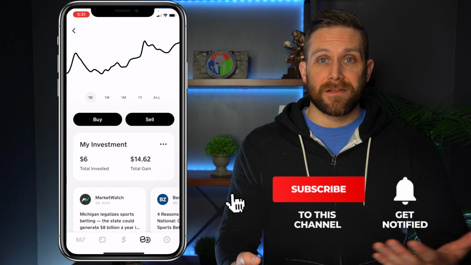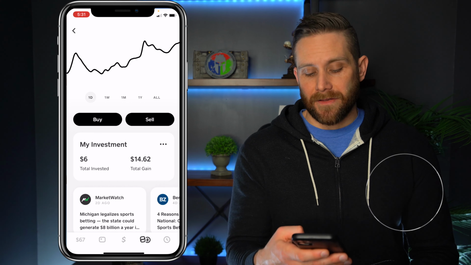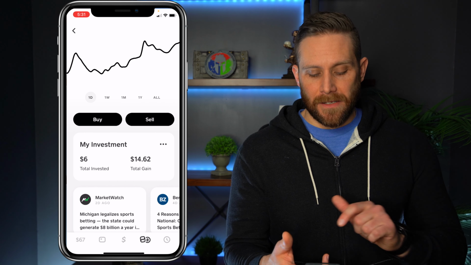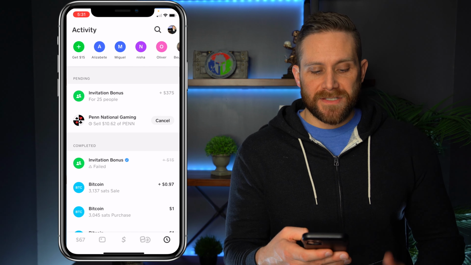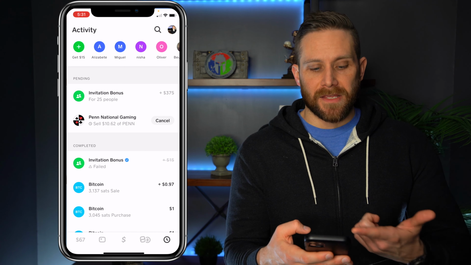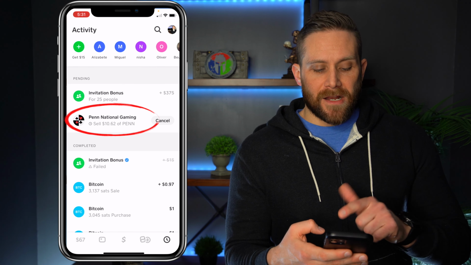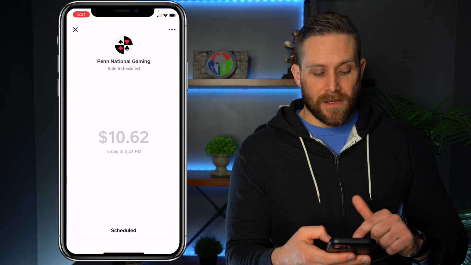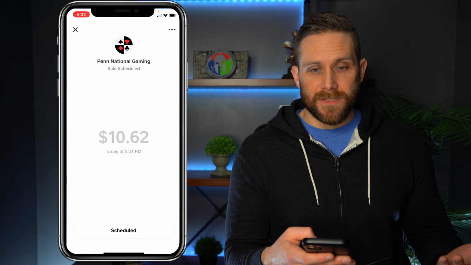Now, say in a few hours I decide, hey, I don't actually want this trade to go through, I can technically cancel it. So to cancel it, what you can do is go to your Cash App activity. So down there at the bottom right where the clock is, we can press on that. And this is going to show you where your pending trades are, or pending invitations in my case. I have a bunch of invitations from people. So for Penn National Gaming, it says right there, it says cancel, so we can press on that, and this gives you an idea. Okay, it's scheduled right there, down there at the bottom. Today at 5:31 p.m. is when I place this.